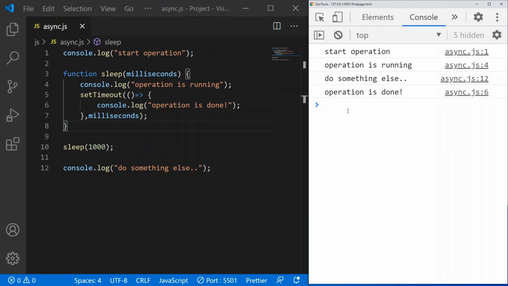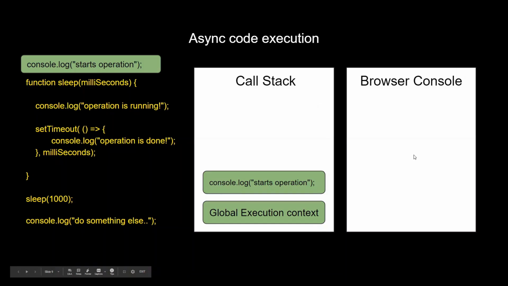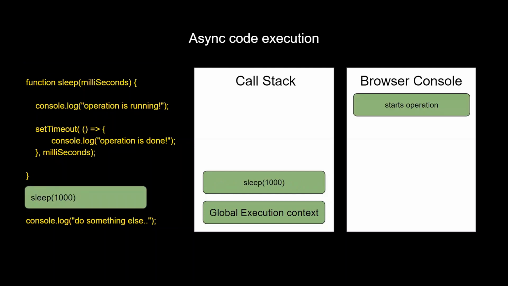Now let's see how this asynchronous behavior happens in a single thread, because we only have a call stack. So let me get back to the slides. All right, now we are back in our slides, and we have the same example which we just saw in Visual Studio Code, with a very simple structure. We have a call stack and a browser console. The first thing that happens is the start operation comes into the call stack, and after that it gets executed.